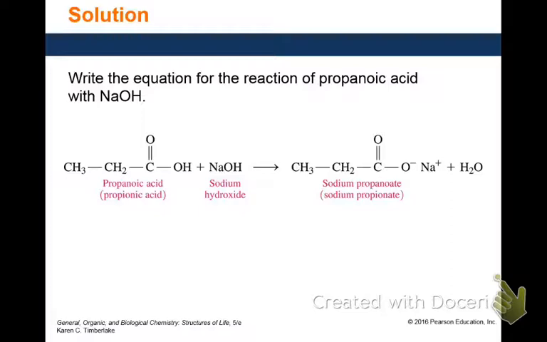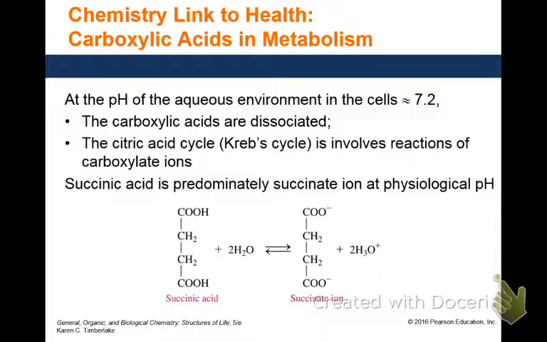Typically, outside the cell it's like 7.4-ish. 3.5 is probably closer than 4.5, but 7.4-ish we can go with, okay? And then inside the cell, it's a little bit more acidic at 7.2, okay? At that pH, most of the carboxylic acids in your body are deprotonated, right? That pH is high enough.